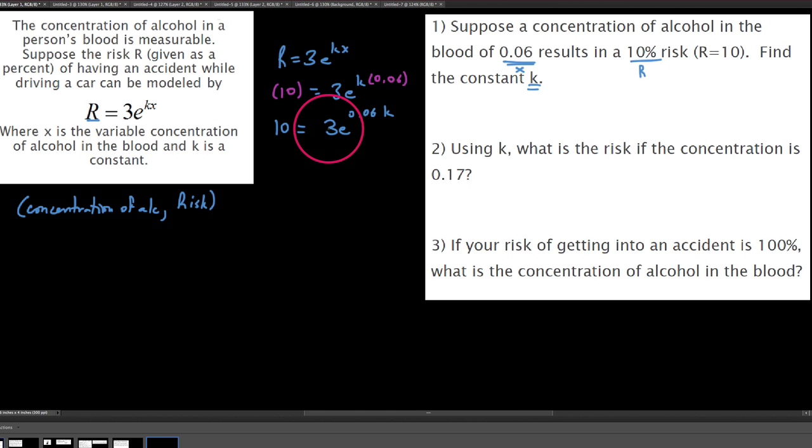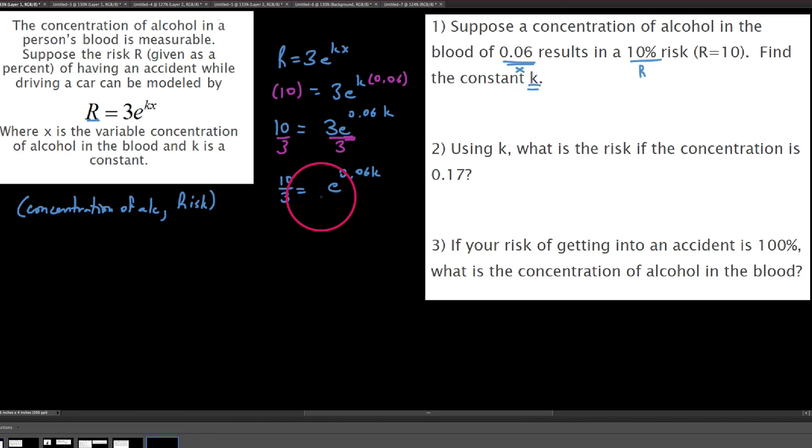If we're going to solve this, this is definitely an exponential equation. The first thing we want to do is isolate the base of that exponential expression. So we're going to divide both sides by 3. This should give us 10 thirds on the left. We don't want to deal with the decimal, so we'll just leave it thusly. And we say e to the 0.06k is what is left.